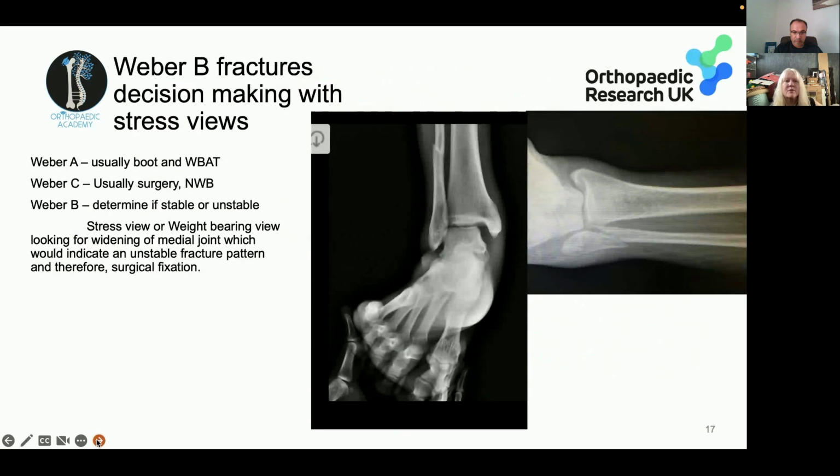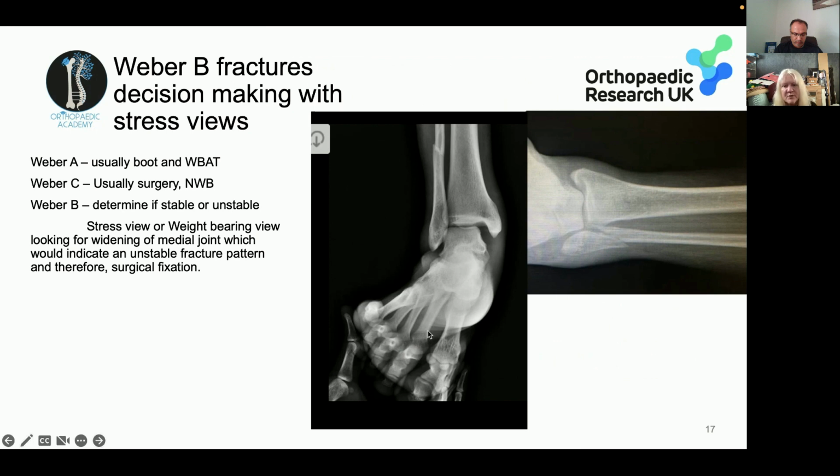So what do we do? We've got the Weber A, that's usually going to be a boot and weight bearing is tolerated. We've got the C, which is usually going to be surgery and non-weight bearing. And then we've got the Weber Bs, and we need to determine whether they're stable or unstable. And you can do a stress view or a weight bearing view. And what you're looking for is widening of the medial side of the joint, which would indicate a more unstable fracture pattern and probably surgical intervention.